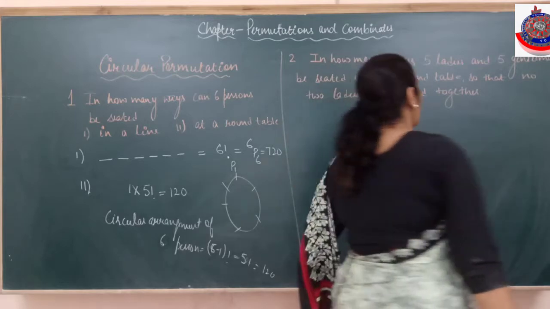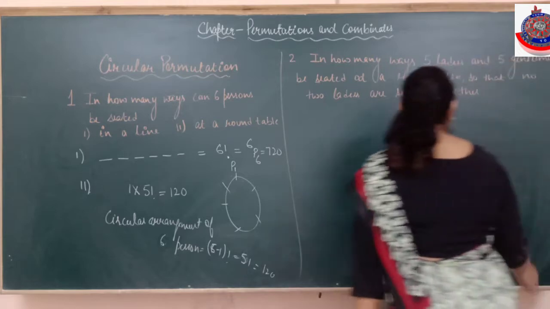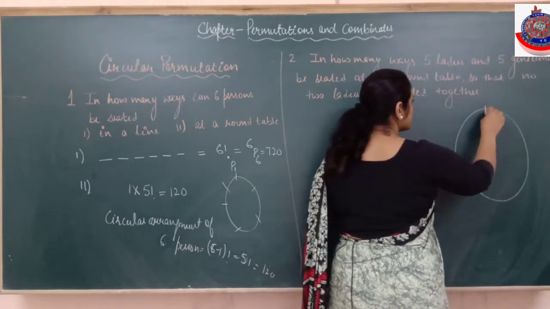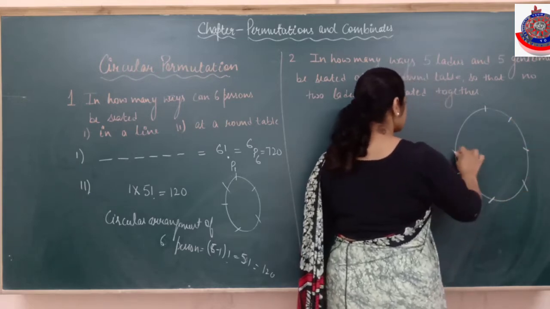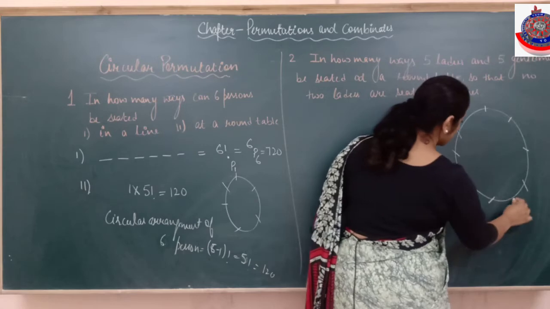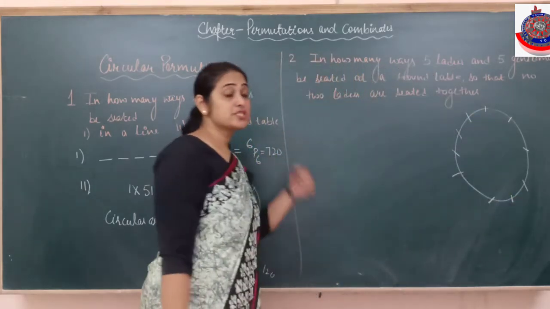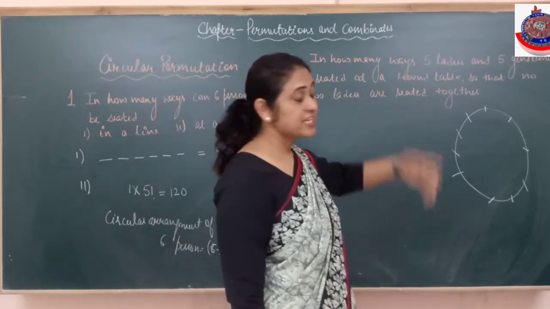Clear? Now coming to the next one. In how many ways can 5 ladies and 5 gentlemen be seated at a round table so that no 2 ladies are together? No 2 ladies are sitting together. I have 10 seats. 1, 2, 3, 4, 5, 6, 7, 8, say 9 and 10. Clear? Ladies should not sit together. So that means I have 10 seats and 10 people are there.